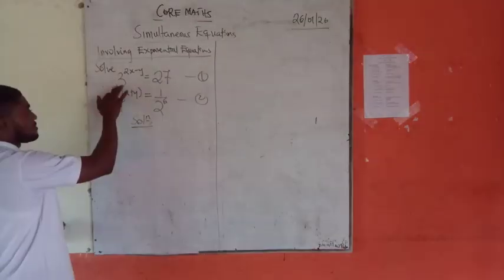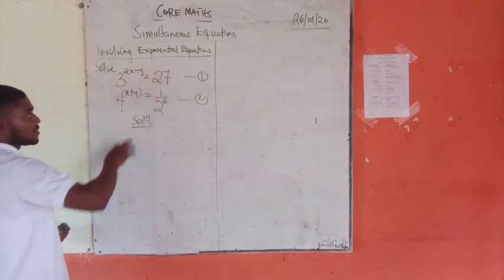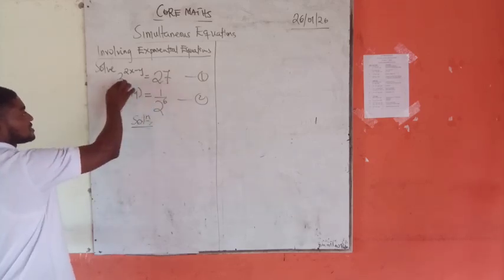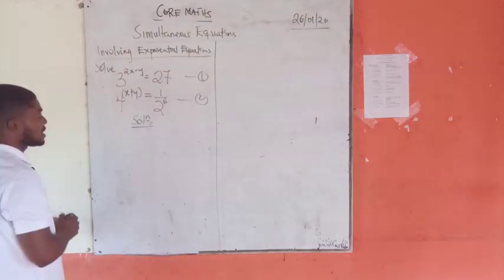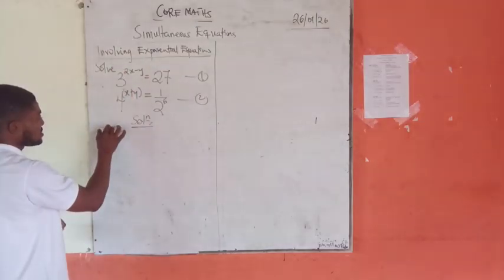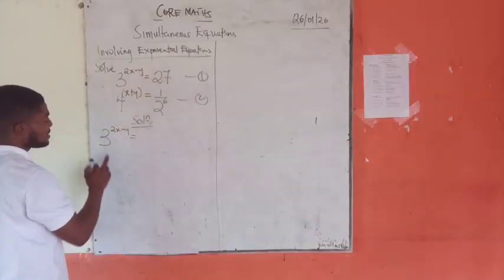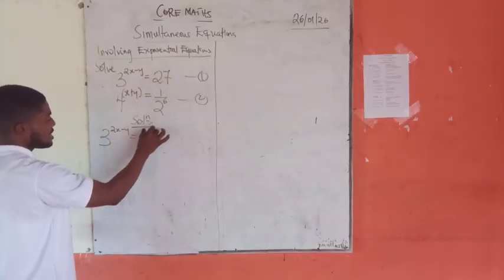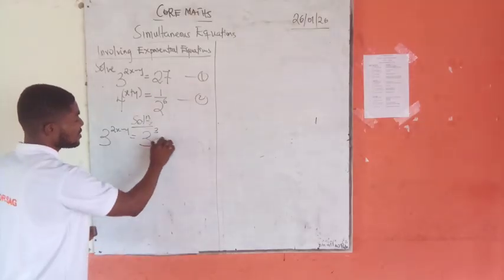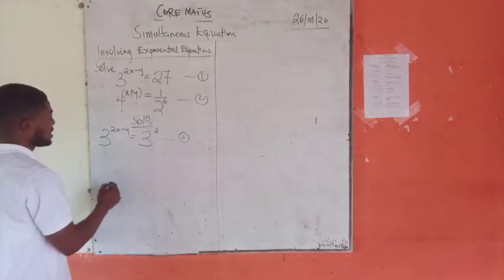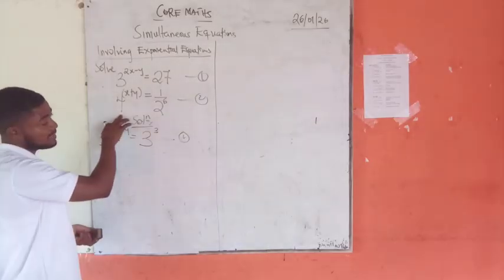This is a prime number. Obviously a prime number. This is 27. We can try and reduce 27 to, let's say, base 3, and maybe a power. So we have 3 raised to the power 2x minus y is equal to 27, which in terms of base 3 is 3 raised to the power 3. Meaning 3 times 3 times 3 will give us 27. We can still call this equation 1. And then we come to this side too. Now this is not a prime number, this is a prime number.